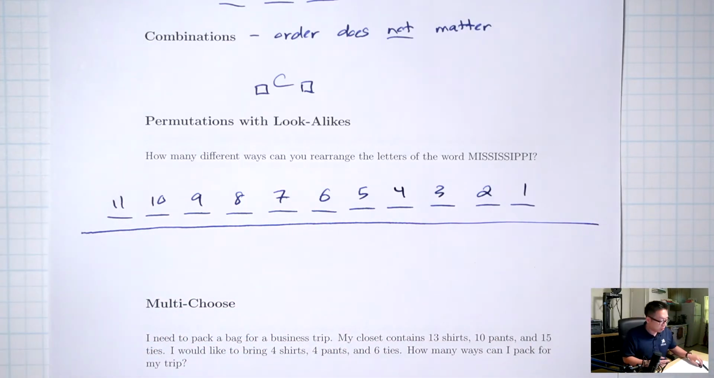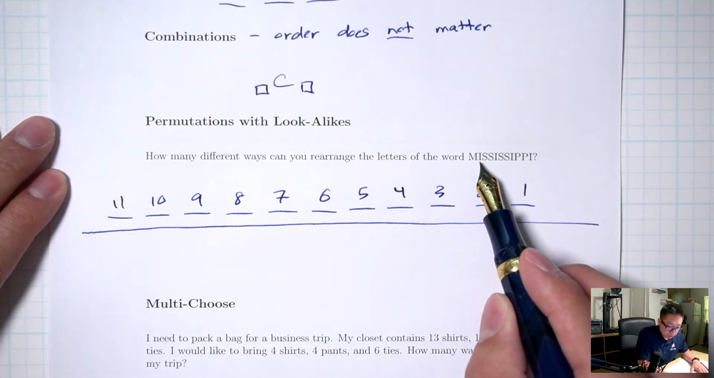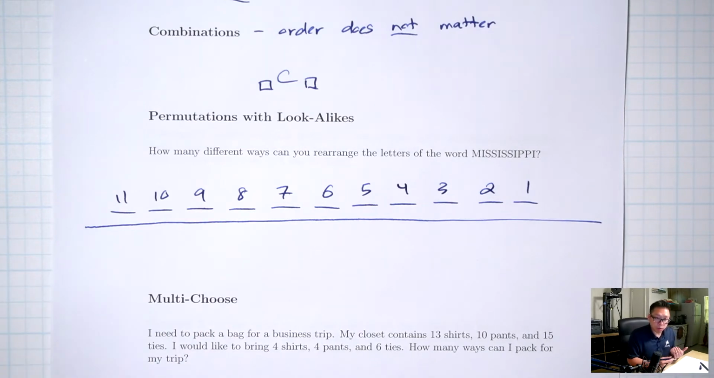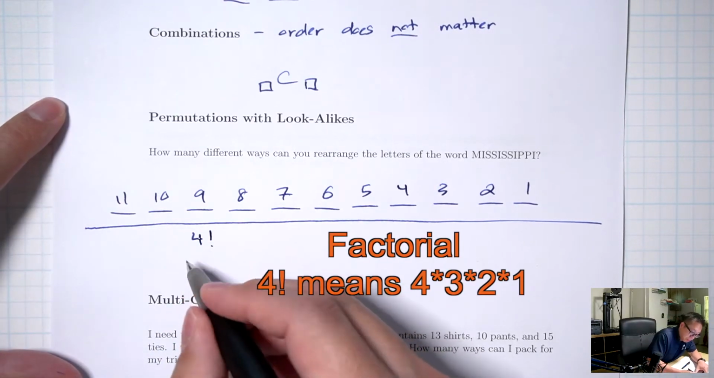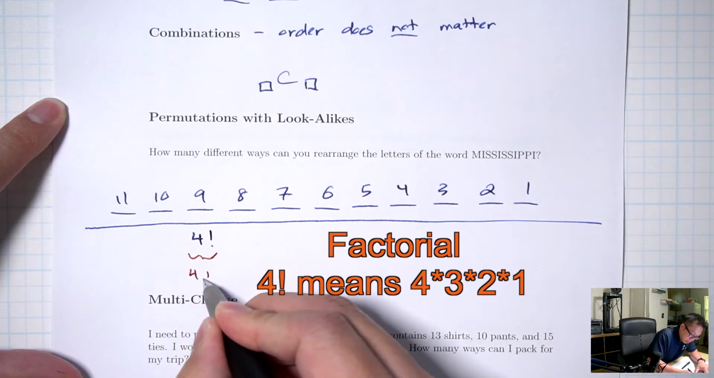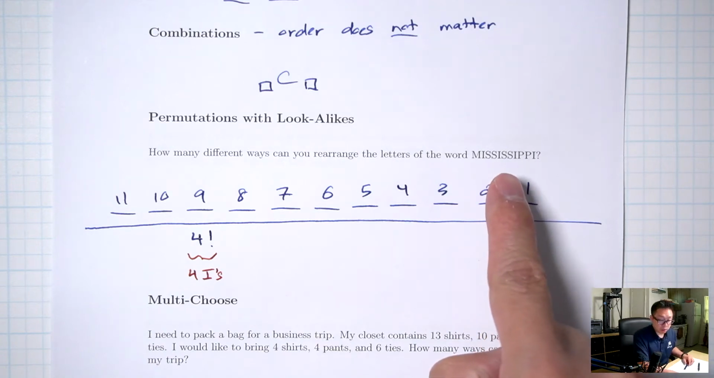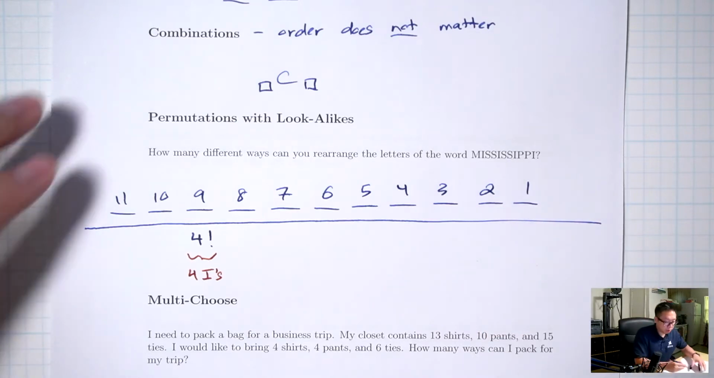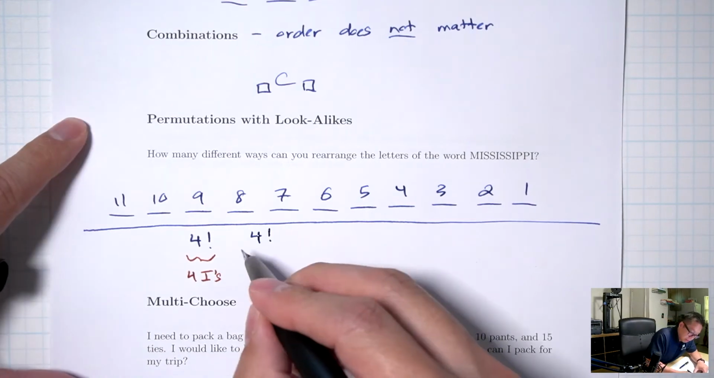by the lookalikes. So look for the letters that are repeated. I have I's that are repeated. Count how many I's you have: 1, 2, 3, 4. So I have 4 I's that are repeated. You're going to divide by 4 factorial, and that's for the 4 I's. What else is repeated? I have S's that are repeated, so count how many S's you have: 1, 2, 3, 4. 4 S's, so another 4 factorial, and that's for the 4 S's.